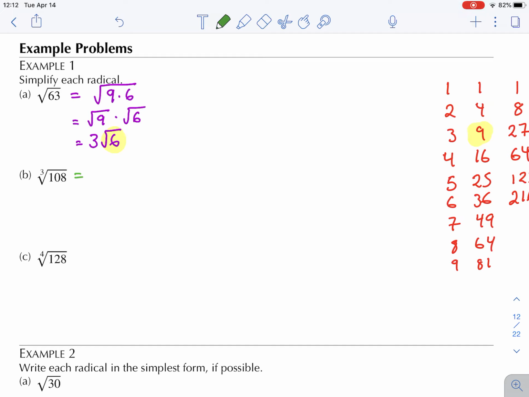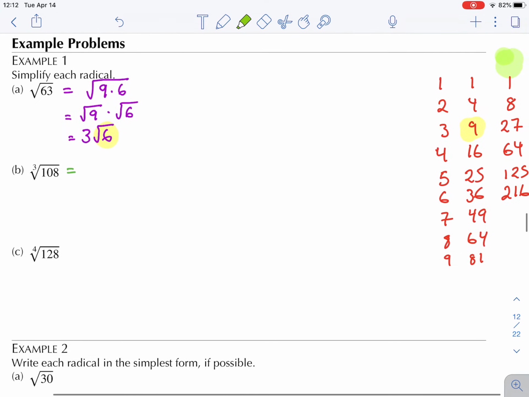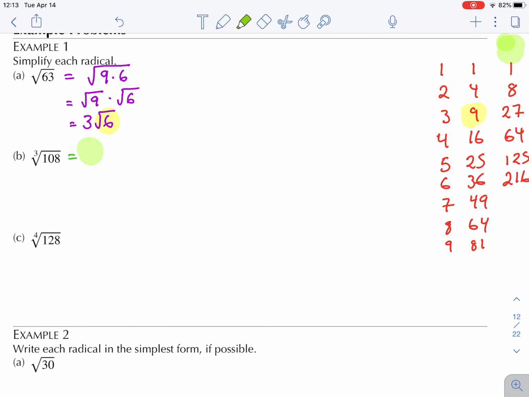Right, now we're going to simplify the entire radical of the cube root of 108. Because this one's a cube root, we have to look at our perfect cubes column. Our perfect cubes column is right here. So I think, can I divide 108 by 1? Yes. Can I divide it by 8? No. Can I divide 108 by 27? Surprisingly, yes, I can. 27 times 4 is equal to 108.